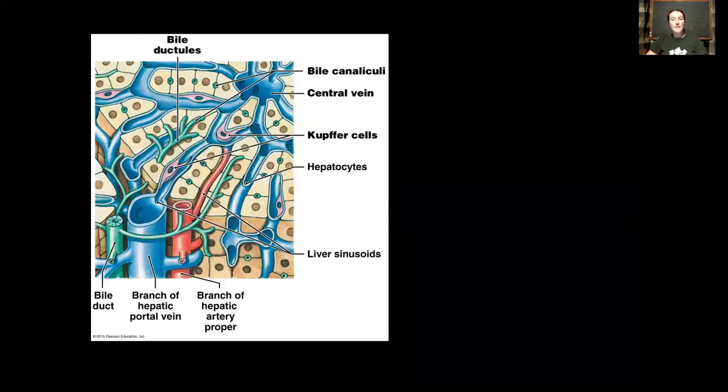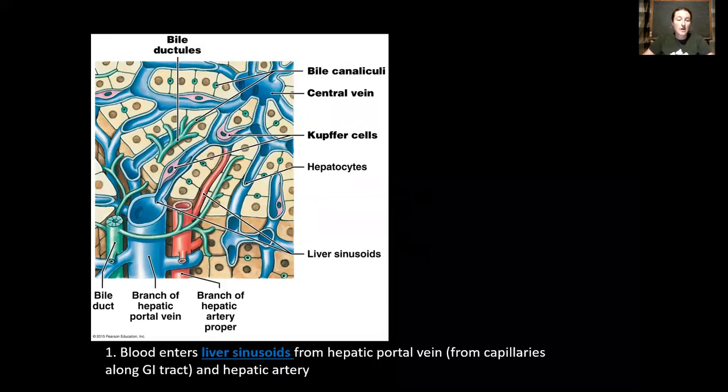Okay, so let us zoom out again and look at the liver lobule. This is just a slightly different perspective. I want to walk you through what the liver is doing step by step. So first of all, blood enters into the liver sinusoids. So these right here, from the hepatic portal vein, as we know, as well as the hepatic artery.